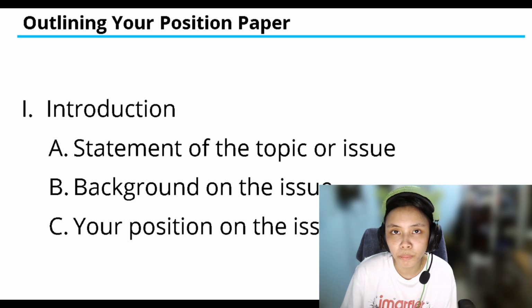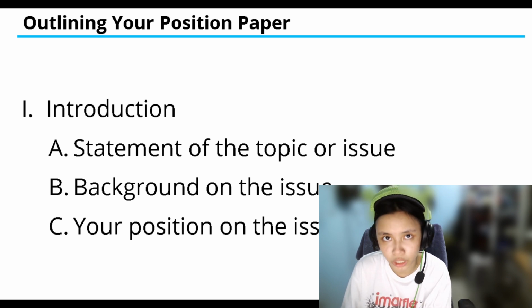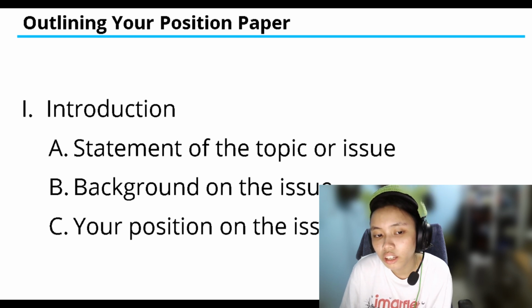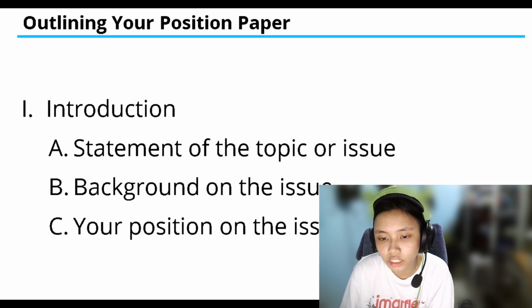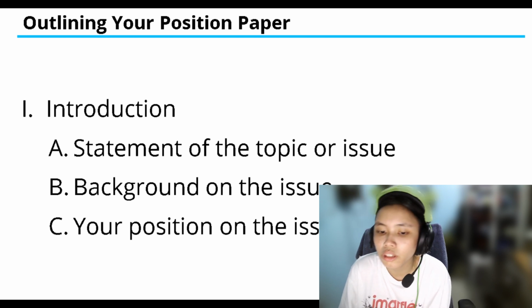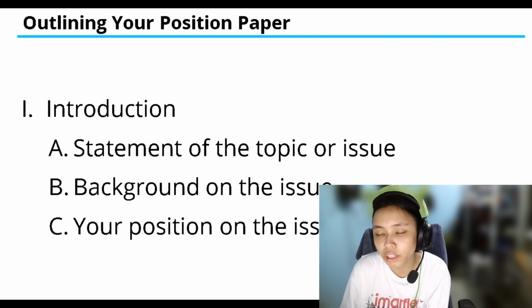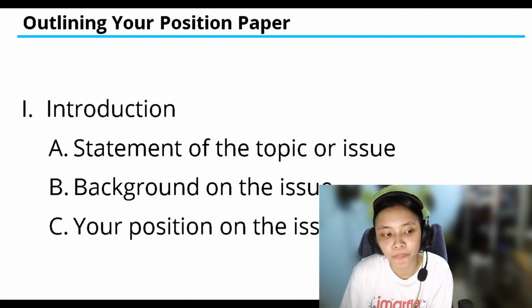Introduction is the first part of your position paper. It should have the statement of the topic or issue that you're going to discuss, the background of the issue, and your position or your stand on the issue. You should include whether you agree or disagree, whether you are in favor or you're not in favor.